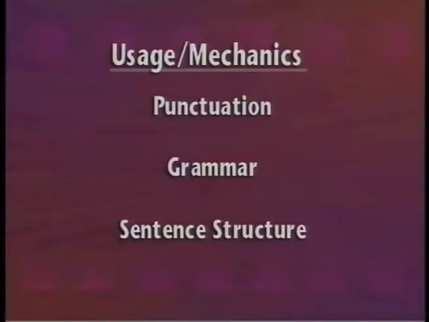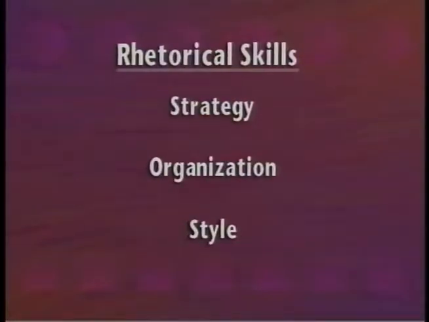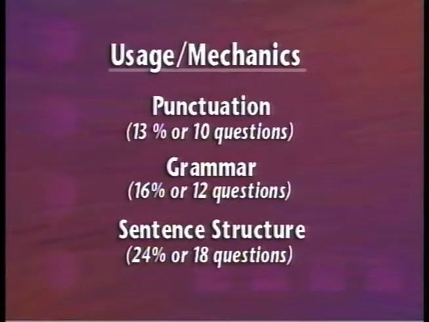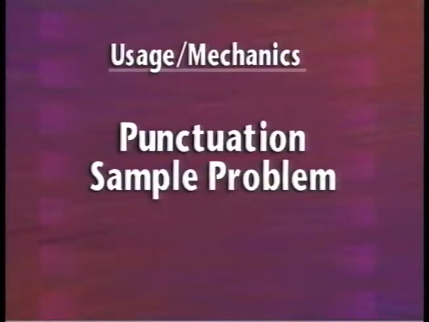The ACT English test measures 6 aspects of standard written English: punctuation, grammar, and sentence structure, contained in the broad category of usage mechanics, and strategy, organization, and style, contained in the category of rhetorical skills. The categories related to usage mechanics comprise the following number of questions: punctuation, 10 questions; grammar, 12 questions; and sentence structure, 18 questions. Let's look at an example from each of these 3 categories.